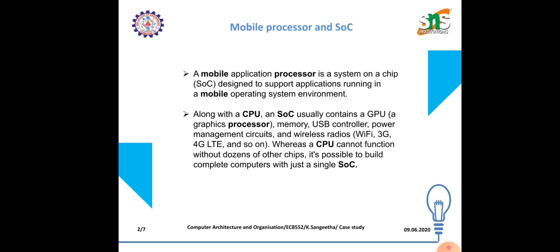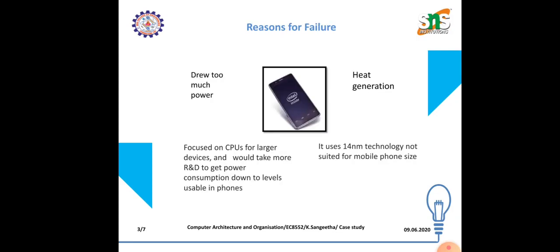So next we will see what an SoC is. Along with the CPU, an SoC usually contains a GPU, that is a graphics processor, and memory, USB controller, power management circuits, and wireless radios, that is Wi-Fi, 3G, 4G, and so on. Whereas a CPU cannot function without dozens of other chips, it's possible to build complete computers with just a single SoC. So let us move on to the main topic, that is how Intel lost the mobile market.